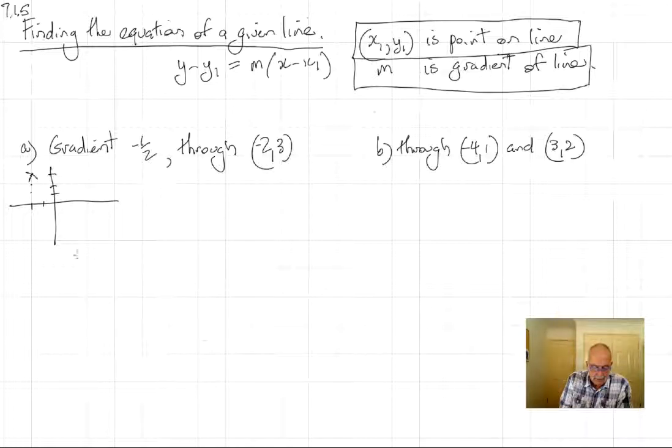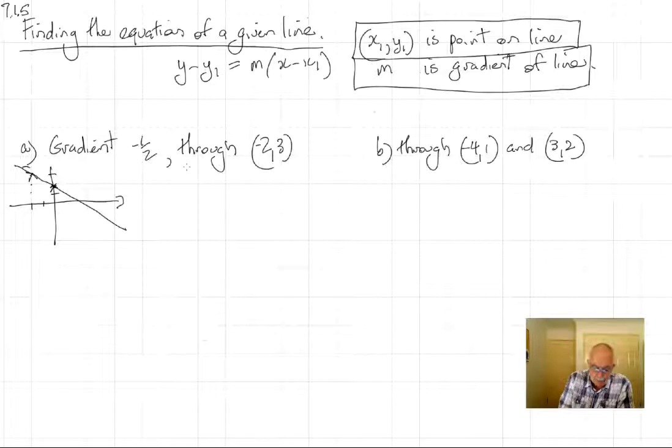Now, -1/2 means it'll drop as we go across the page. And so for every 2 it goes across, it is going to drop 1. So it'll actually go through there as well. So for every 2 it goes across, the -1 means it drops. So here is my line, and I want to know what equation will describe that line.